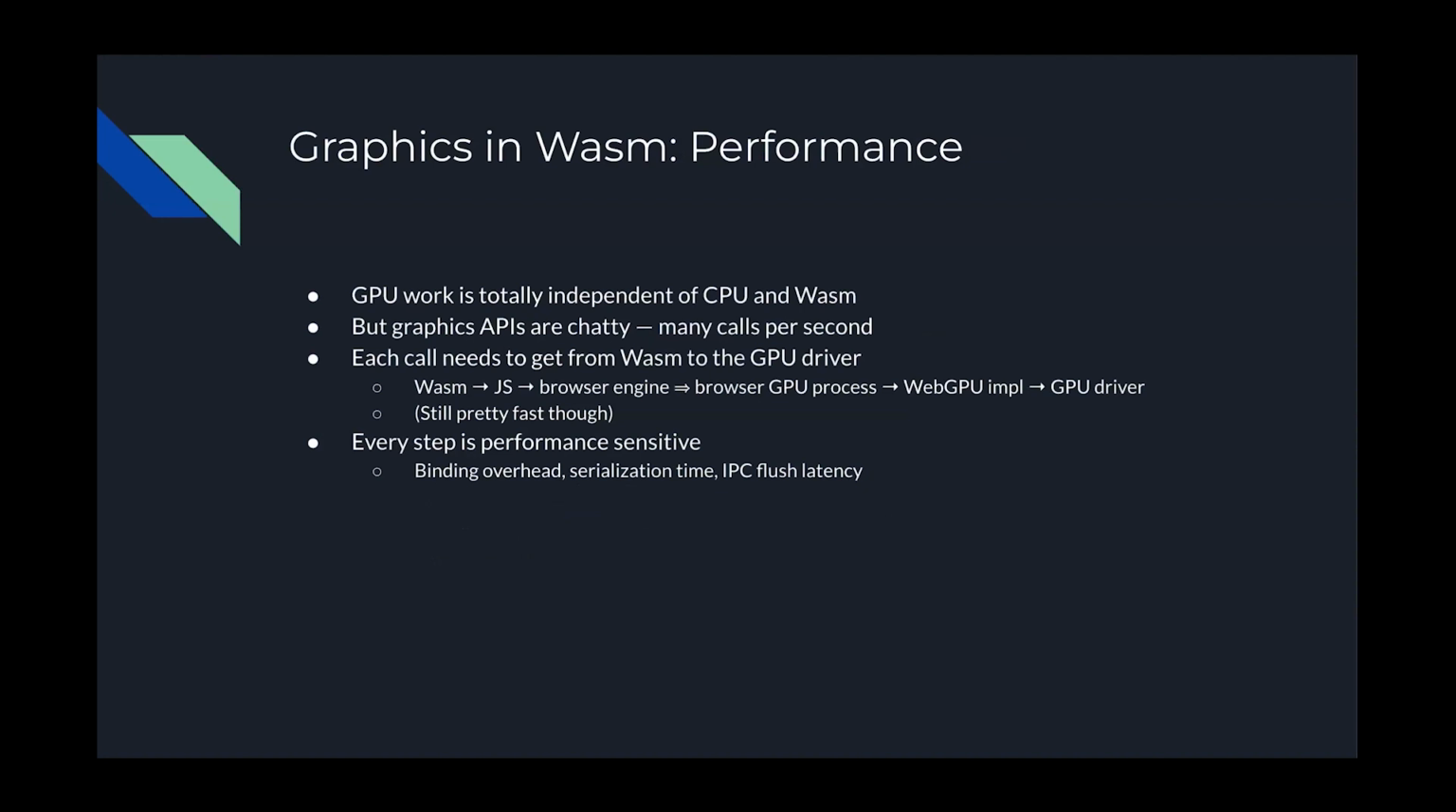So I'll talk about some performance stuff. GPU work is, of course, totally independent of the CPU and WASM once you get it to the GPU. But the API is really where you're doing all of the work, and graphics APIs are quite chatty. They do many calls per second or per frame, and this is still true in WebGPU, although there are ways to avoid it, including the render command bundles that I mentioned earlier, which let you pre-record and replay commands and avoid a lot of that overhead.